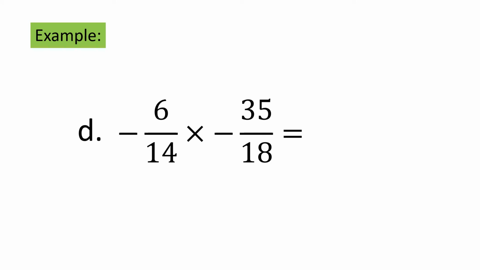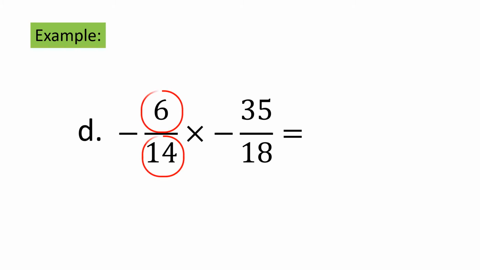Halimbawa, negative 6 over 14 times negative 35 over 18. Kung masyado nang malaki ang ating numbers, hindi ko maire-recommenda ang numerator times numerator over denominator times denominator. Ang pwede kong isuggest ay to cancel first bago tayo mag-multiply. Meaning, cancellation muna, tanggalin muna ang common factors bago natin i-multiply yung ating fractions.